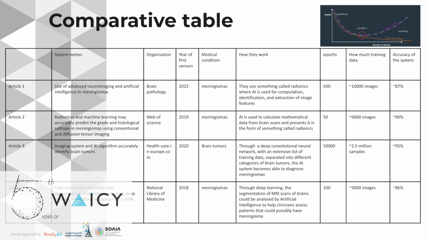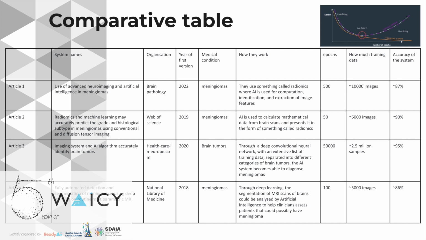For Article 2, which is the use of radiomics and machine learning that accurately predict the grade and histological subtype in meningiomas using conventional and diffusion tensor imaging by the Organization of Web of Science, published in 2019, also covers the medical condition of meningiomas. In this article, AI is used to calculate mathematical data from brain scans and presents it in the form of something called radiomics, which diagnostics used to diagnose patients with meningioma. This one only uses around 550 epochs and uses around 6,000 training images, but this accuracy is around 90%.